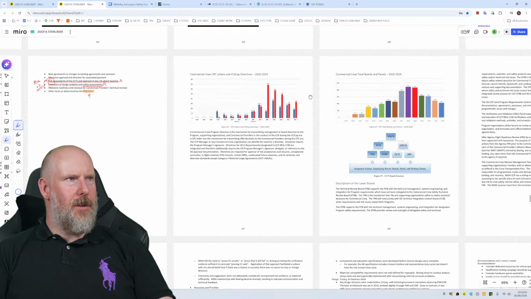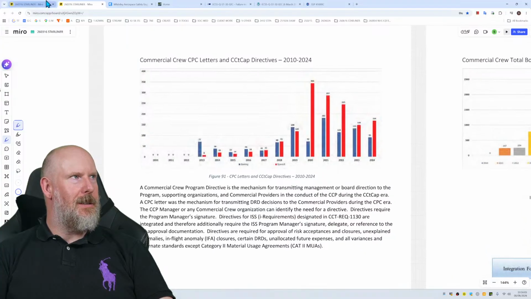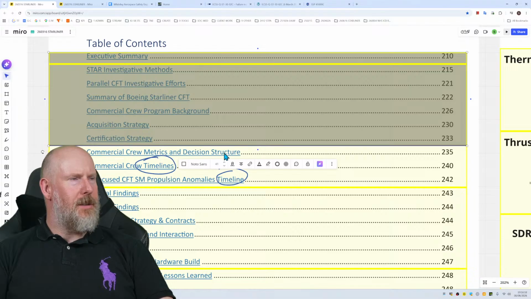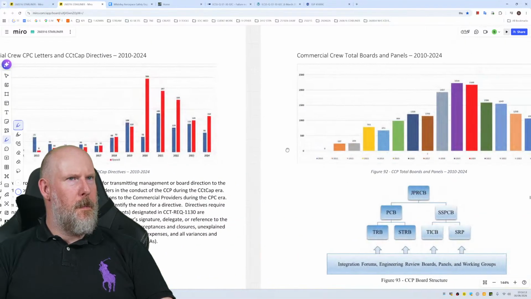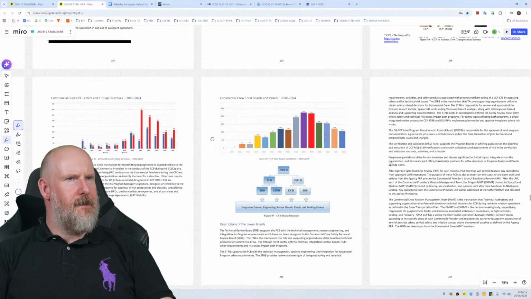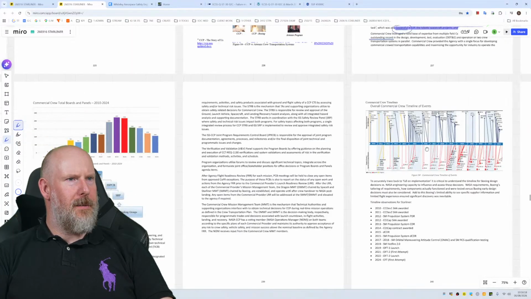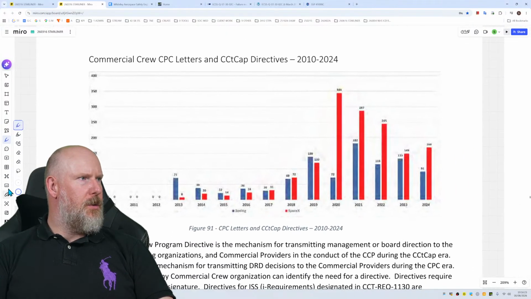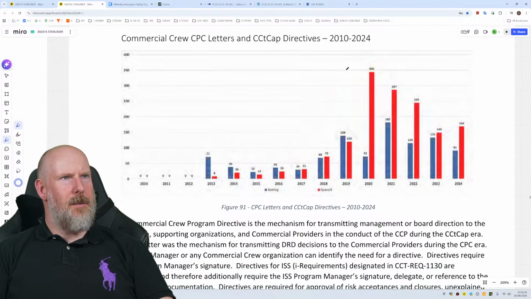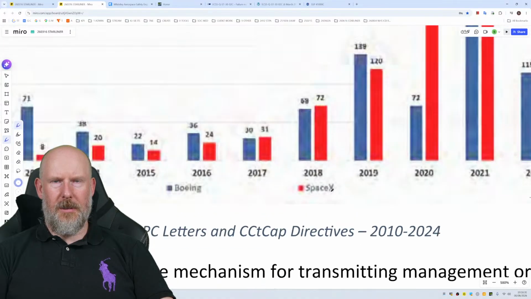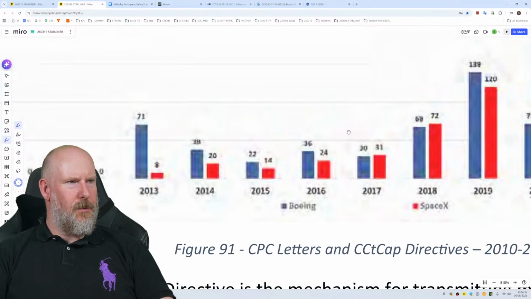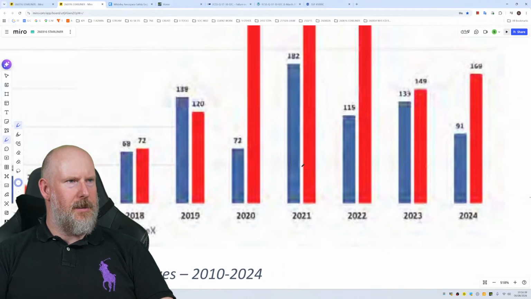Okay, let's have a look. So we've done that. Now there's crew commercial CPC letters. So we've done certification strategy, crew metrics and decision structure. Is that right? Is that this bit? Yeah, I think it is. Okay, so commercial crew, CPC letters and CTP directives 2010, 2014. So Boeing is the blue one, SpaceX is the red one, as you can see there. So there's loads of letters, apparently. So 2013, there was loads, 2014, 2018, 19, 20.